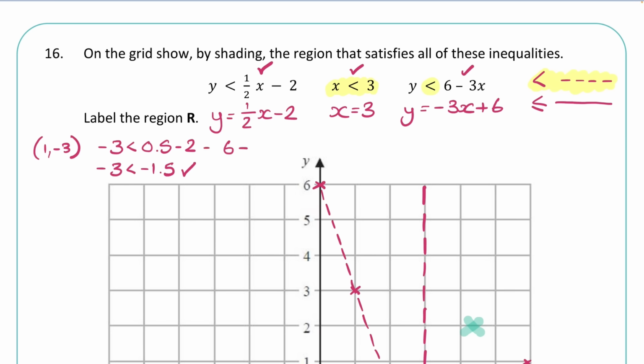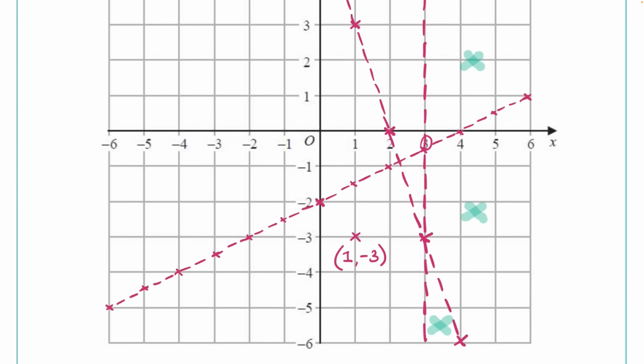So negative 3, it says, is less than, in fact, I think we need a little bit more space for that. So we have negative 3 is less than 6 take away 3 lots of x. So x is 1, so 6 take away 3. Negative 3 is less than 3. Yes, it is. So actually, by luck, because I didn't know that that was the region there, I've actually got that region straight away.